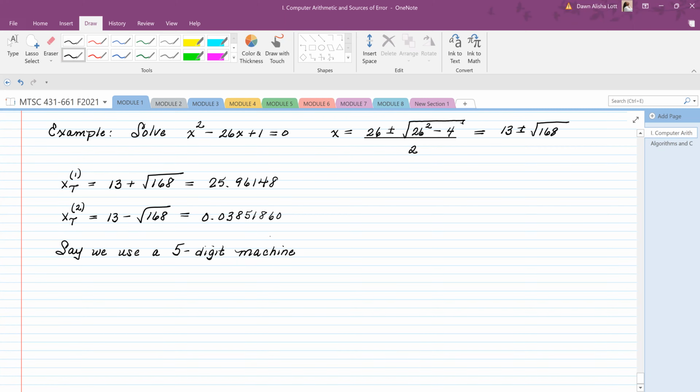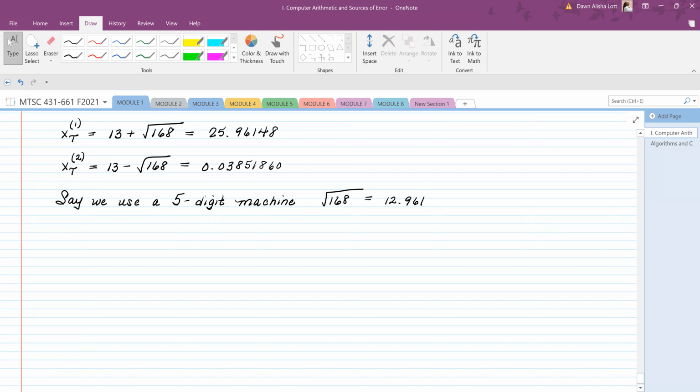And so it calculates the square root of 168 as 12.961. Okay, so that's what it uses. Then the approximate solution for the first root turns out to be 25.961.